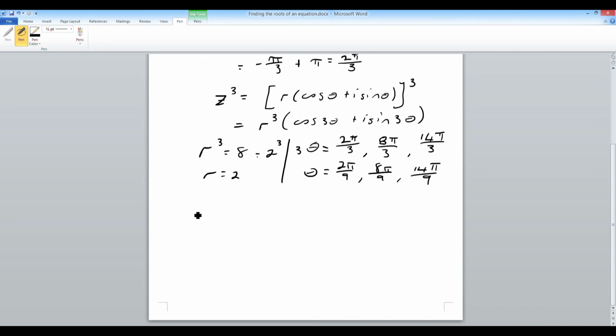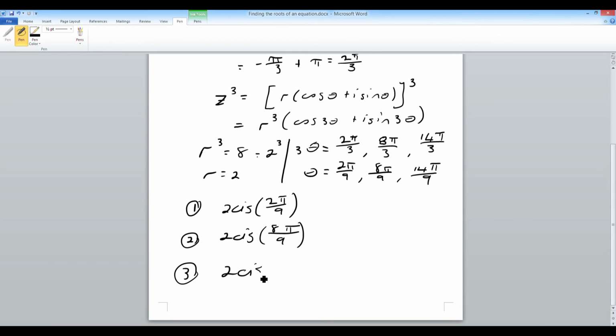Let's write it out now for my 3 roots. My first root is going to be 2 cis, so 2 is r in this case, cis of my angle, 2 pi over 9. And then my second root is going to be 2 cis of 8 pi over 9. And then my third root is going to be 2 cis of 14 pi over 9.